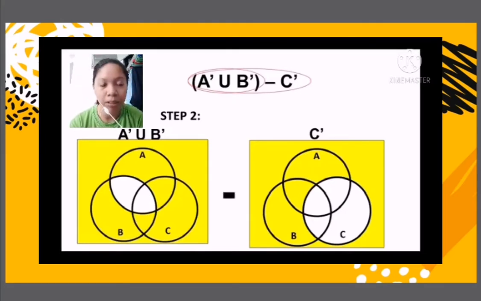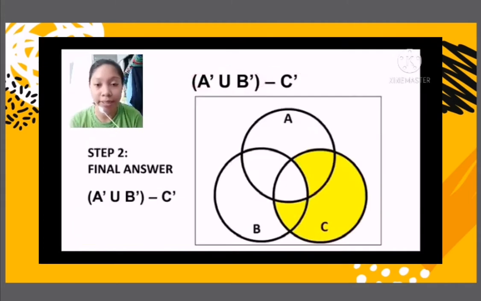Then the minus symbol. The minus, or the difference, means the set of all elements that are in A complement union B complement but not in C complement. Again, it is the difference between the answer we got in the first step minus the C complement. And so we derive this illustrated answer.